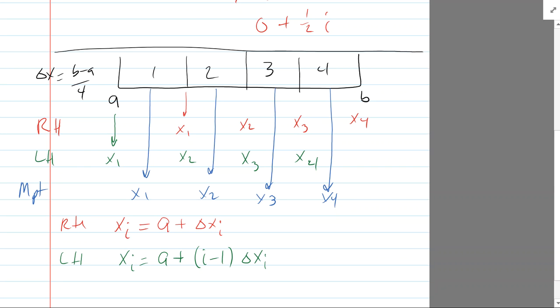And then for the midpoint, I'm going to add half a delta x. So it's x sub I equals a plus I minus 1/2 delta x. And we're done. That's all I was going to show you.